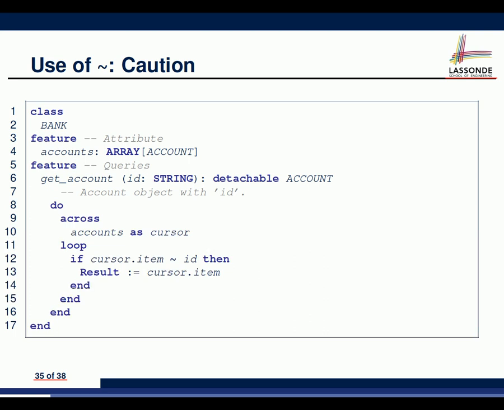Okay, so we do a cross loop over there. We simply say across the accounts array as cursor, and we talked about cursor last time, right? And then we say if the account's ID is equal to the ID we're looking for, then we'll set the result to be the account, the current account we're looking at. Question number 1, does this compile?